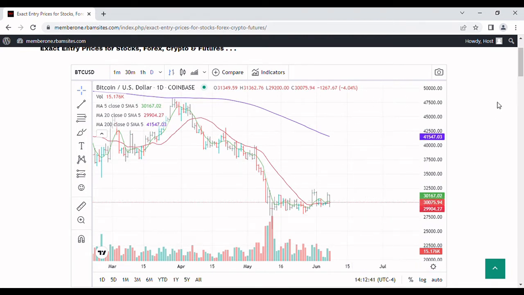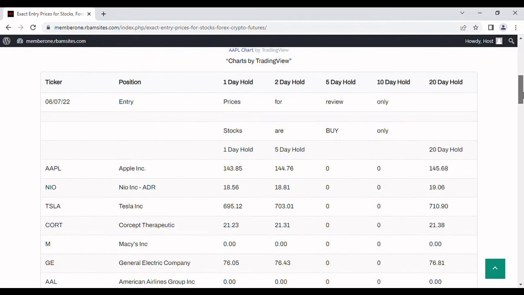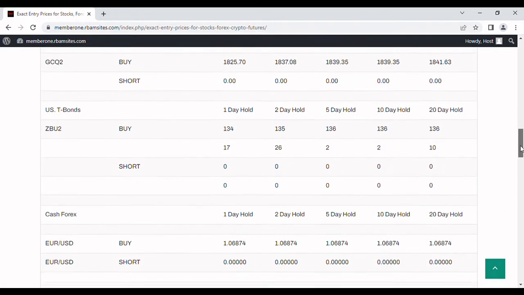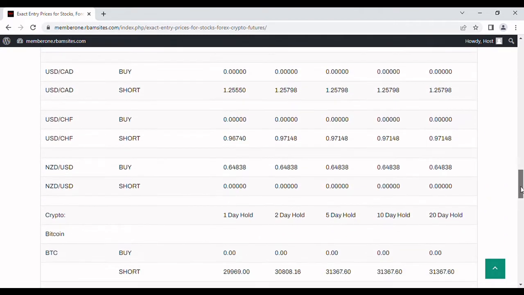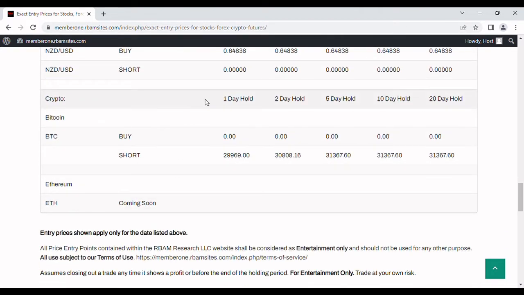And let's move down here real quick and look at what our algorithms say. RBM Research puts out algorithms for Bitcoin every morning before 7 a.m. We're right here. They come out at 1 day, 2 day, 5 day, 10 day, and 20 day hold increments. And they come out either a buy or a short every morning before 7 a.m. We publish these Monday through Friday.